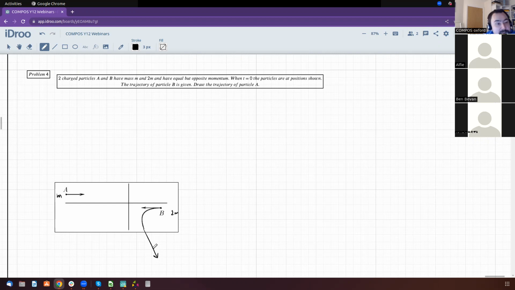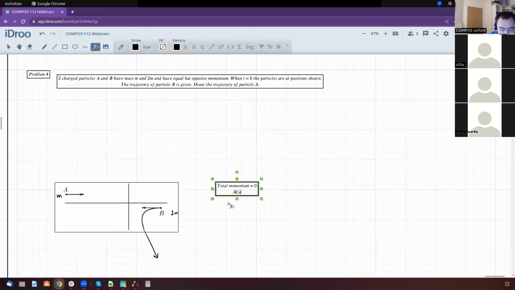The total momentum is 0. Very good. The total momentum is 0. That means at any point, the particles will move in exactly opposite directions. Yes. Momentum is constant at any moment in time. So total momentum is 0.